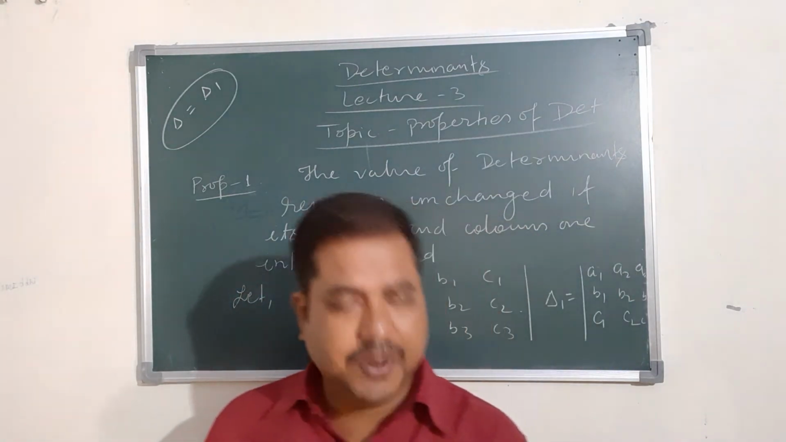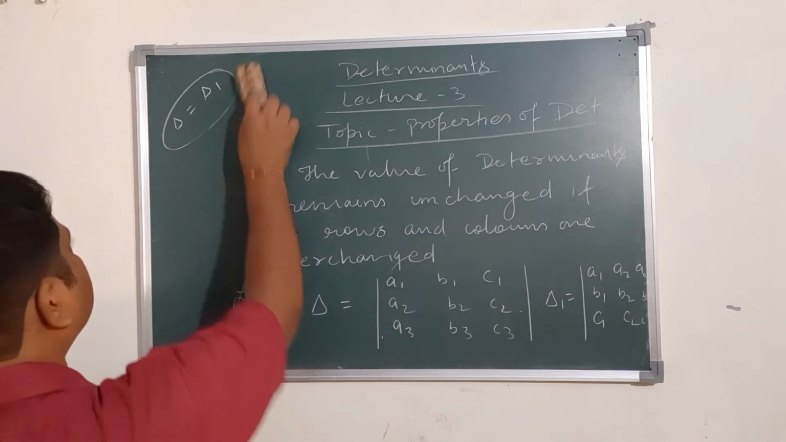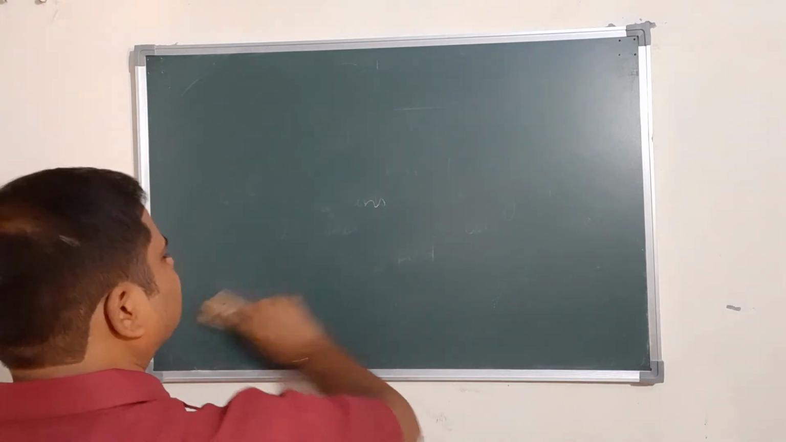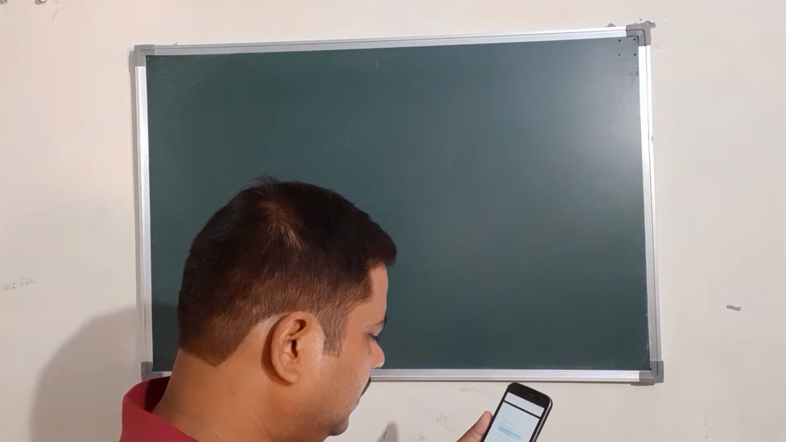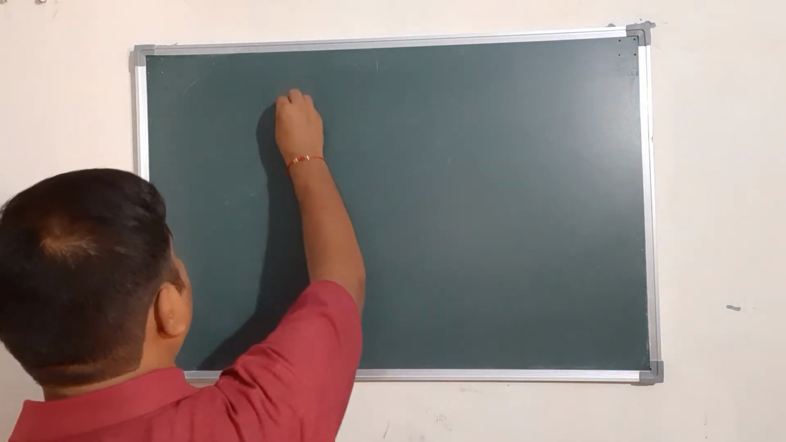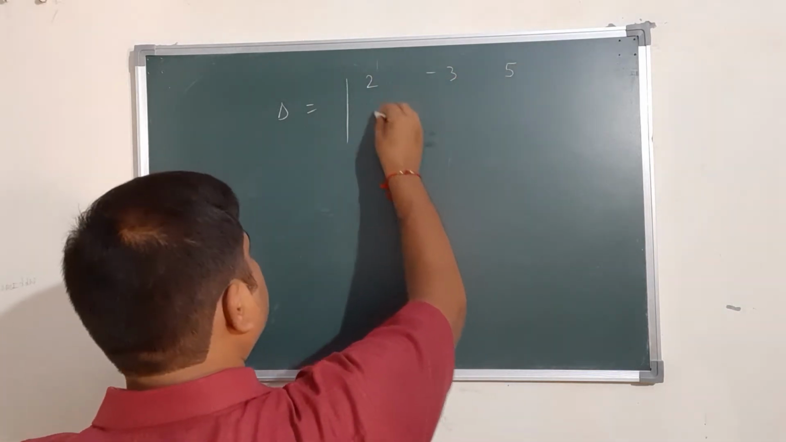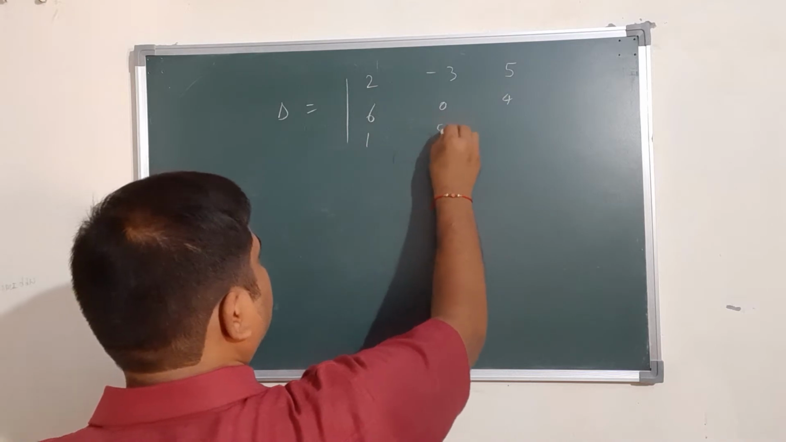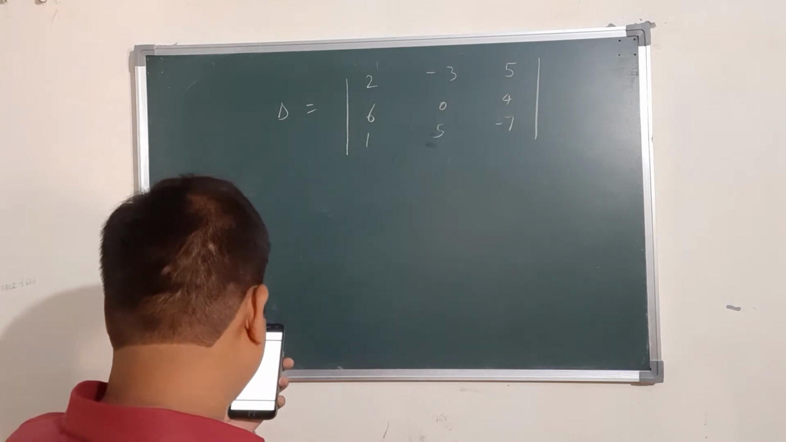Now there is a question, we have to verify it. If we consider delta is equal to the determinant 2, minus 3, 5, 6, 0, 4 and 1, 5, minus 7.